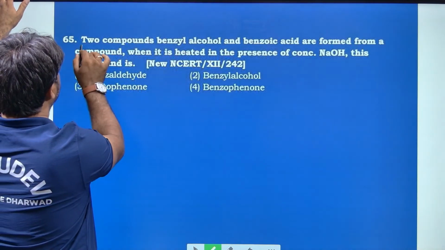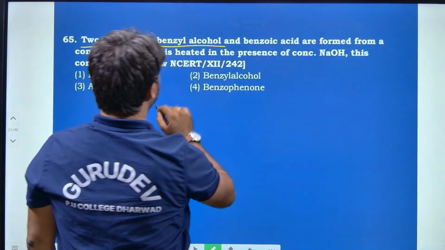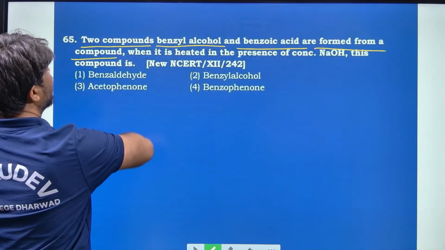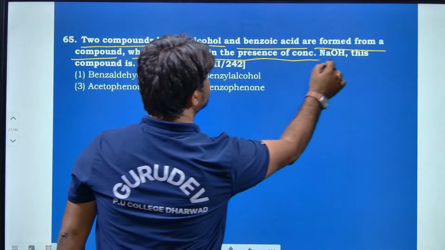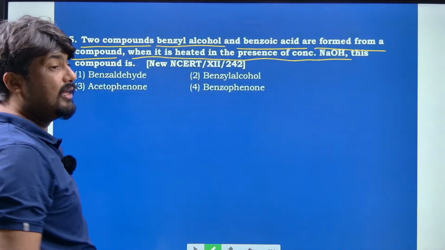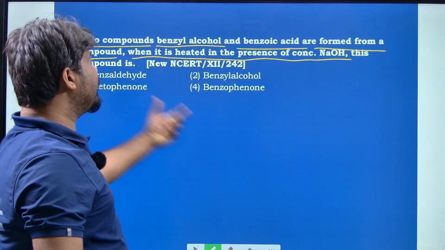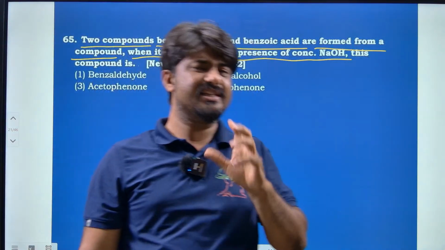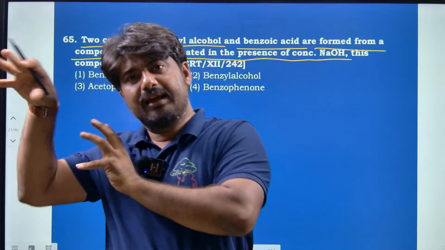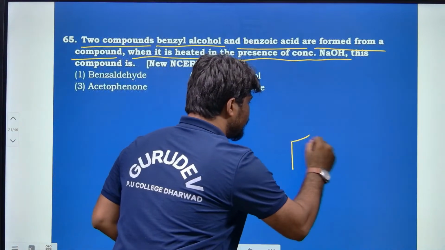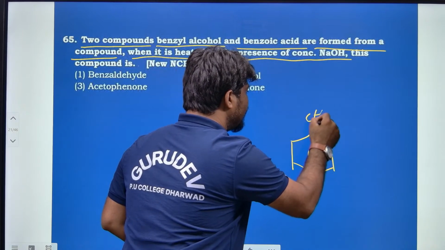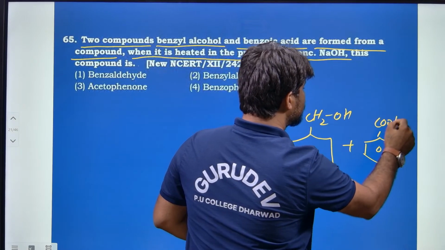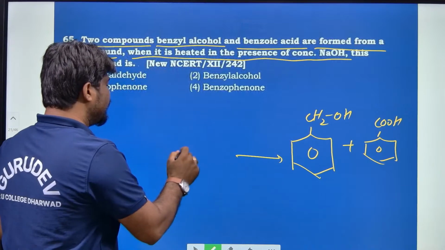Question number 65. The two compounds, benzyl alcohol and benzoic acid, are formed when a compound is heated in the presence of NaOH. By which compound reacting with NaOH will it give benzyl alcohol and benzoic acid? It is one of the easiest concepts to understand. Benzyl alcohol and benzoic acid. I'll write the structure: this one is benzyl alcohol, that is benzene CH2OH, and benzoic acid. So these are the structures we get when the compound reacts with NaOH.